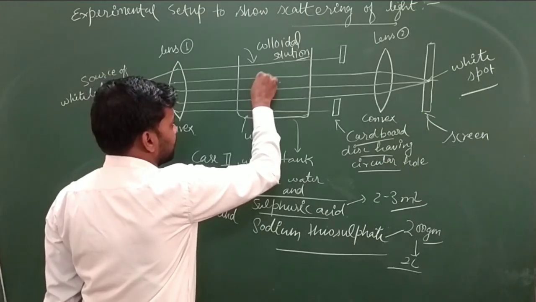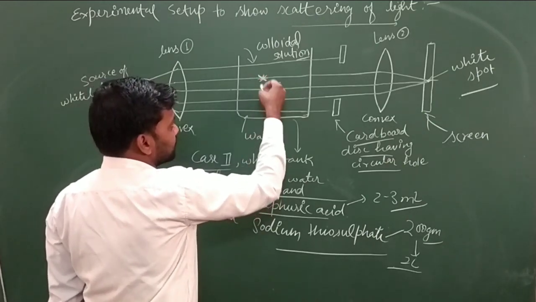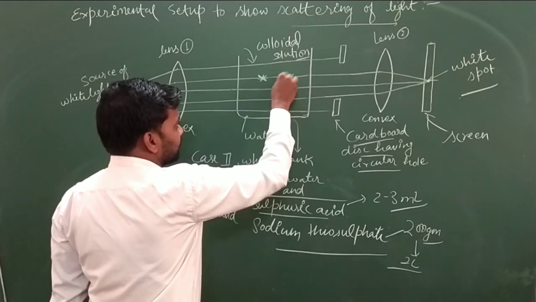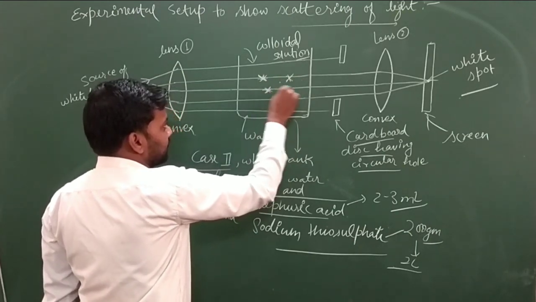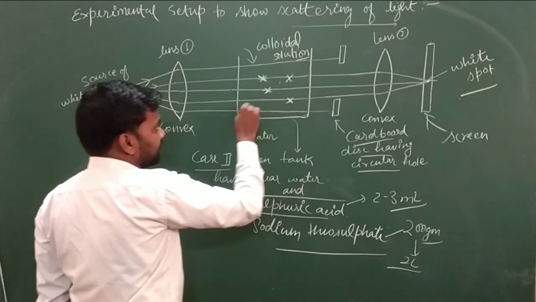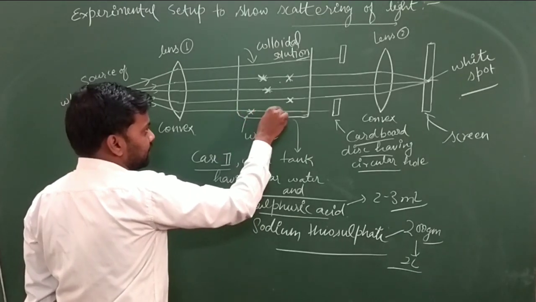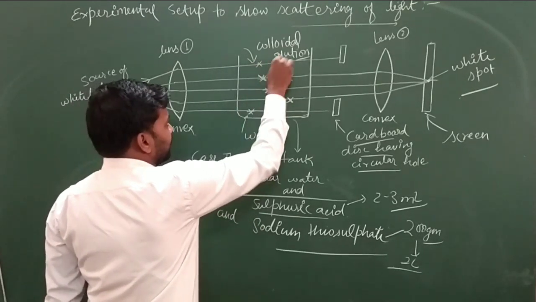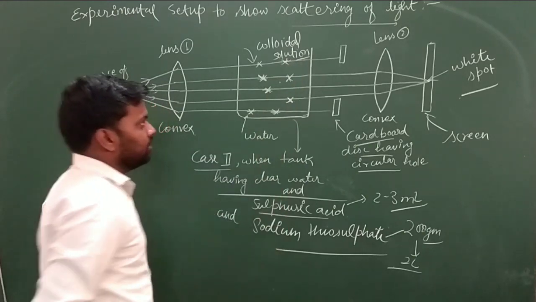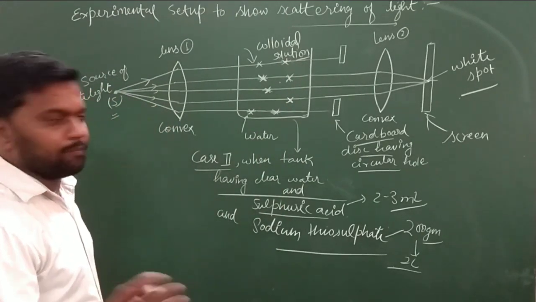Suppose it is scattering here. Here is a sulfur particle which is scattering the light. Here is a sulfur particle. Here is a sulfur particle. Here we are getting another sulfur particle, and it is scattering the light. Okay. So it is happening due to the presence of sulfur particles. Okay. Now what will happen?